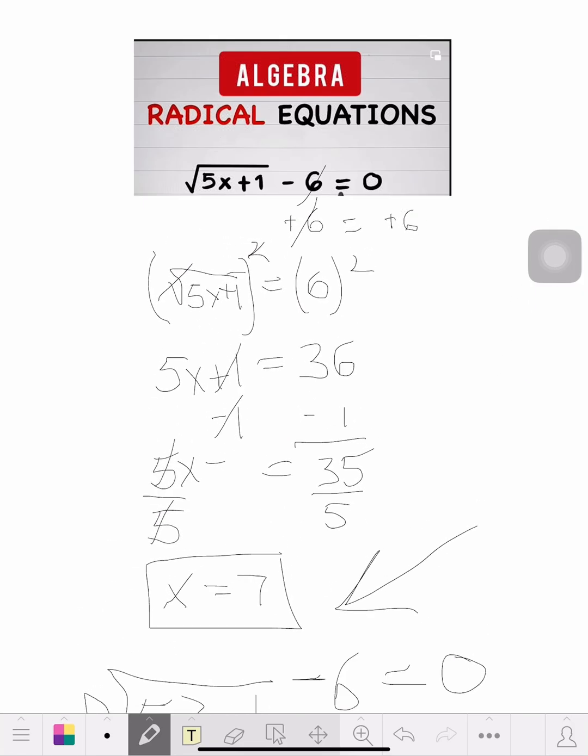So sometimes when a problem looks a little harder, you just got to say, hey, how can I solve this? I'm just going to do it piece by piece by piece.